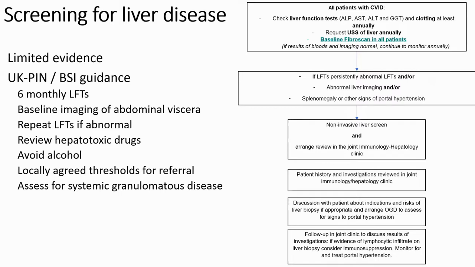And on the right is the flowchart we use at the Royal Free. So all patients with CVID have regular liver tests. They have an annual ultrasound scan, and we've now included a baseline FibroScan for all CVID patients. And then if these are abnormal, if there's any evidence of liver disease on these, we exclude other causes of liver disease, and then they're seen in a joint clinic with one of the hepatologists and one of the immunology consultants jointly, and then we will go down the pathway of further specialist investigations, considering things like liver biopsies, assessment of portal hypertension, and so on. And the idea of that is to capture as many patients as we can and assess them.